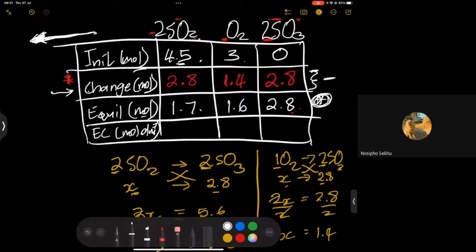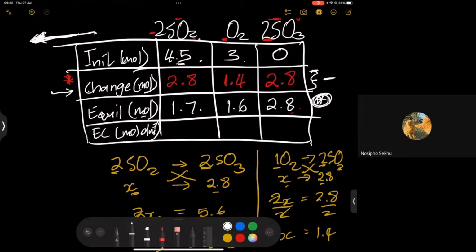At equilibrium, what you have is a result of what took place in this reaction here. Please, please, please, I beg you, ladies and gents, the only place where we use the ratio would be only at the change in moles and not anywhere else.